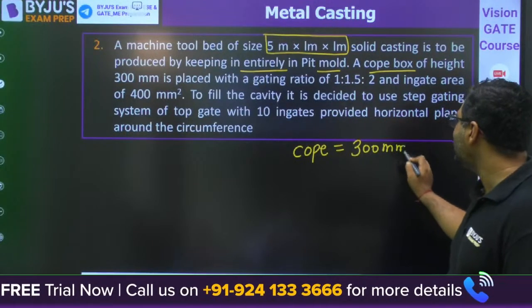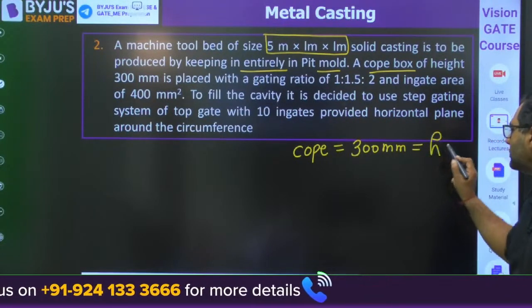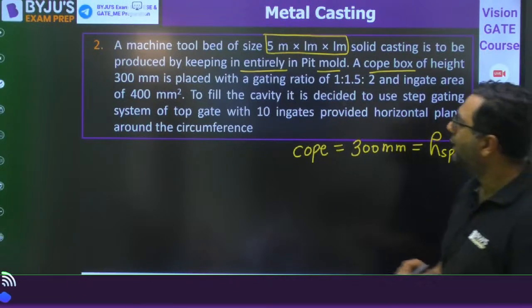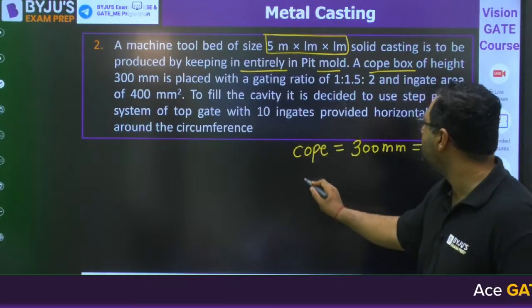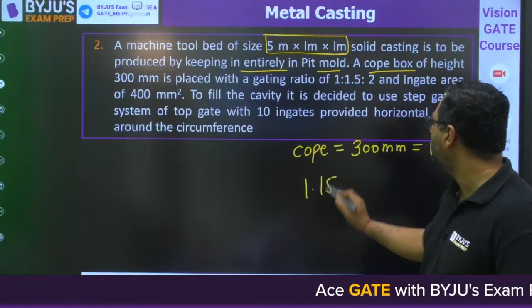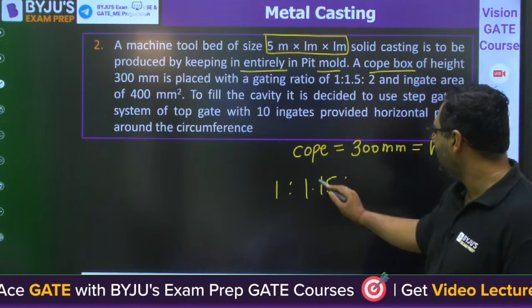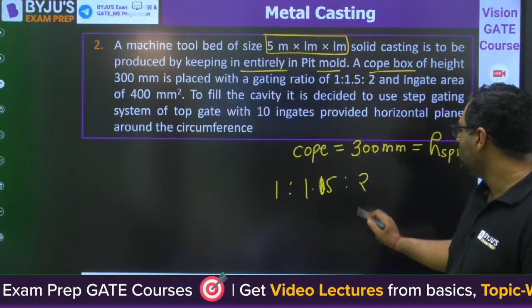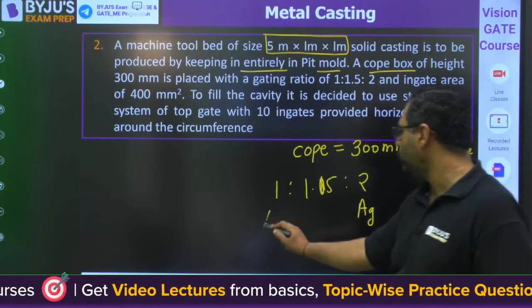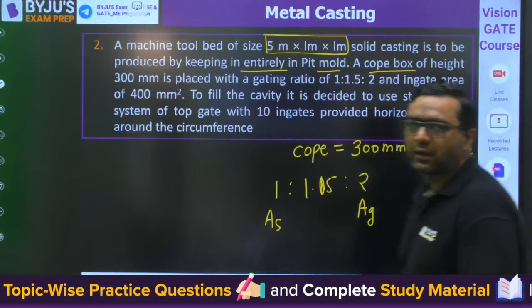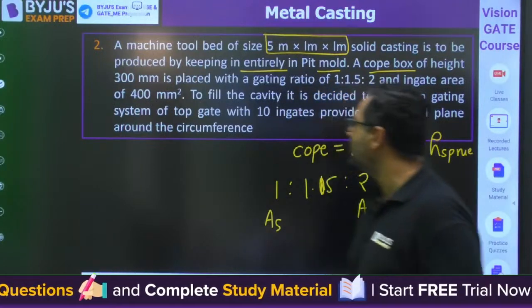Okay, you know the sprue height and cope box height are going to be the same. The sprue height is given to you. Then they are saying the gating ratio is 1 is to 1.5 is to 2. This is the gate area, this is the sprue area. So the sprue area is minimum, so it is a non-pressurized gating system.